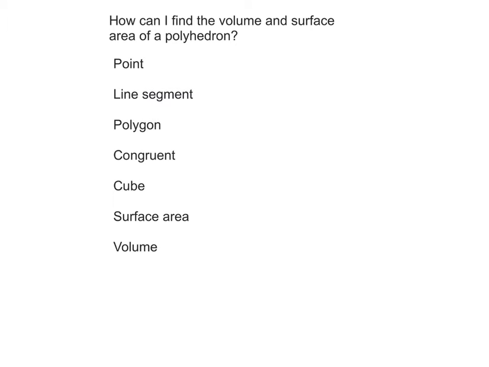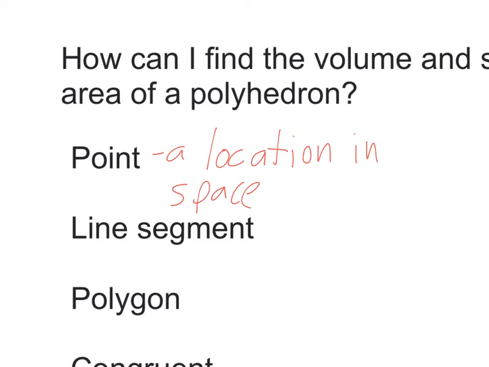So we'll start up here first with point. A point is a location in space. Generally, it's mathematically represented by a little dot, usually labeled with some kind of a letter, generally a capital letter. So this could be point A, and that's a point.